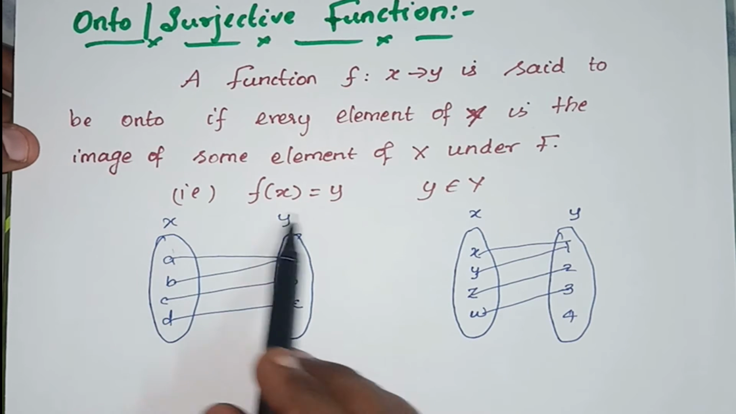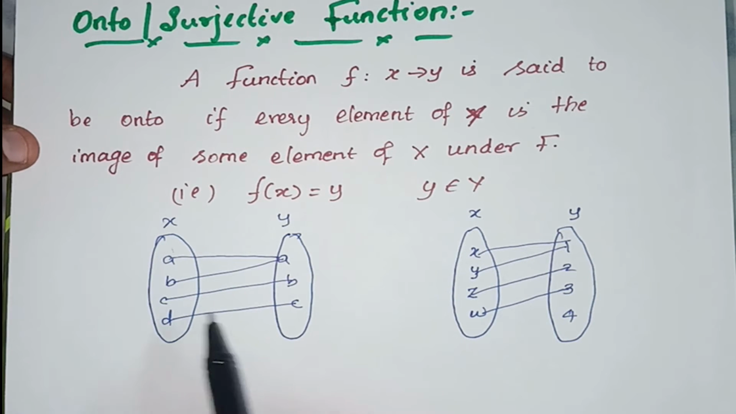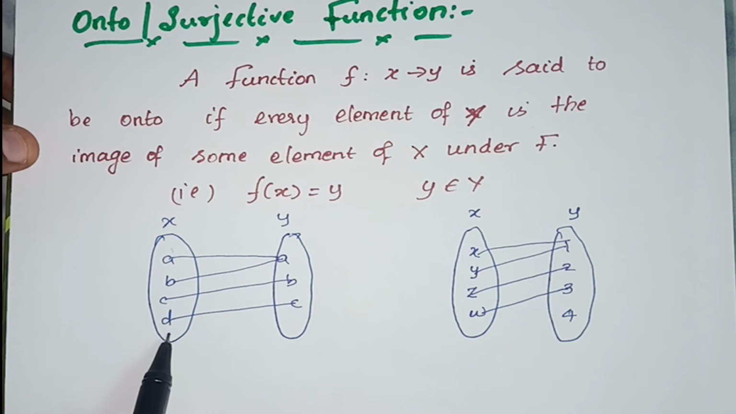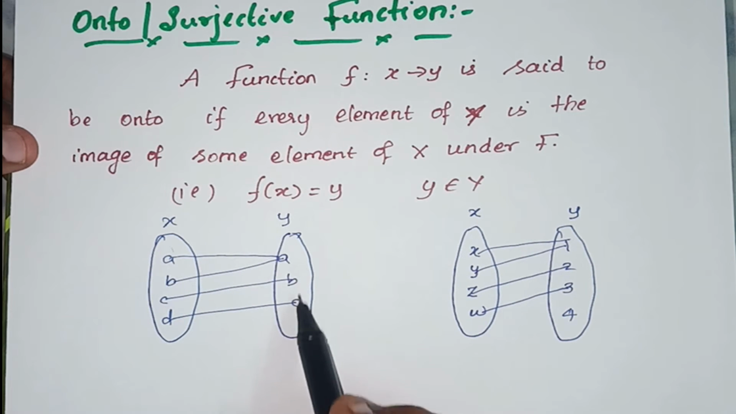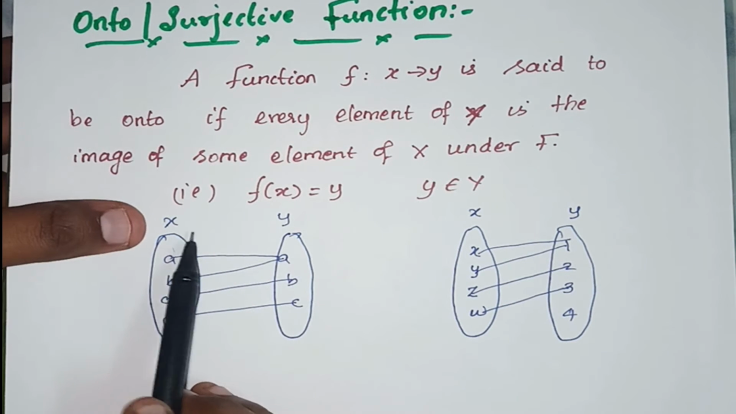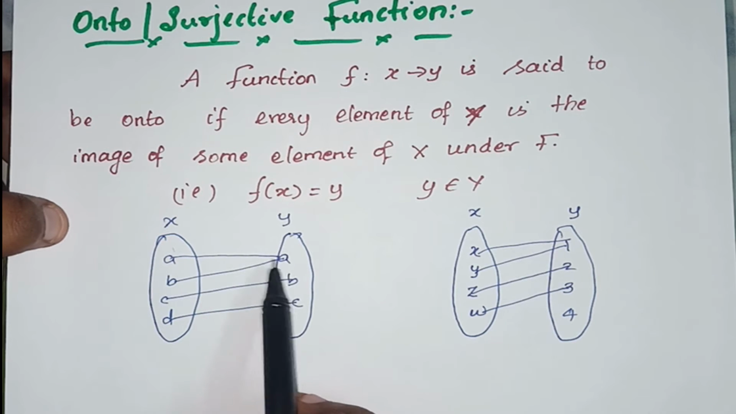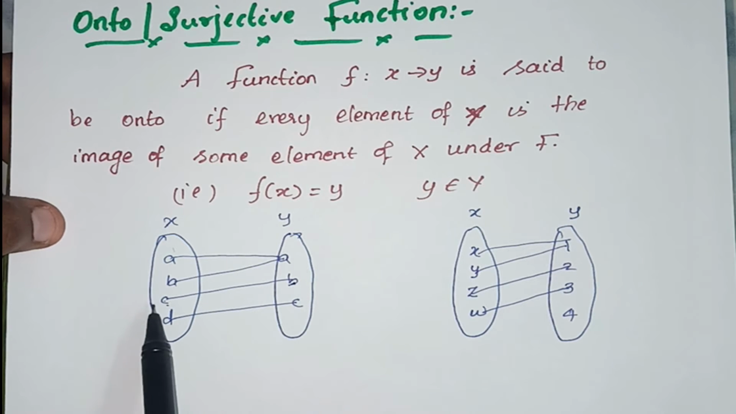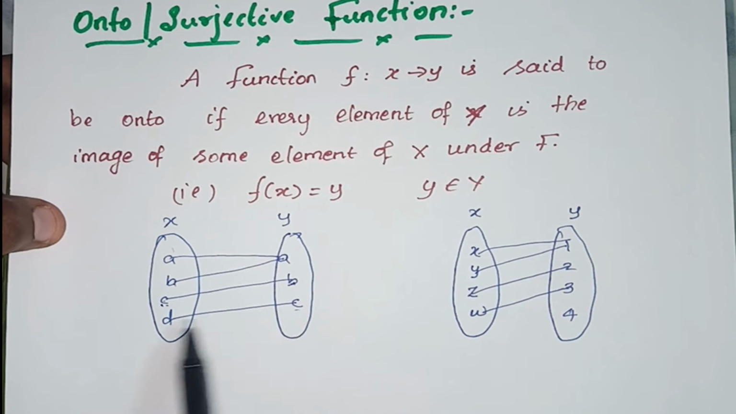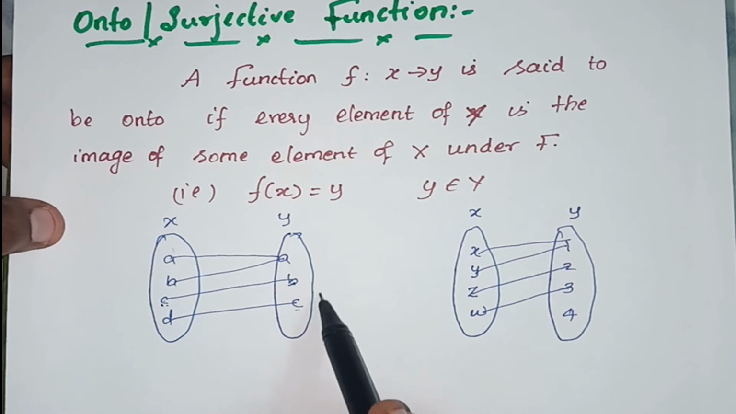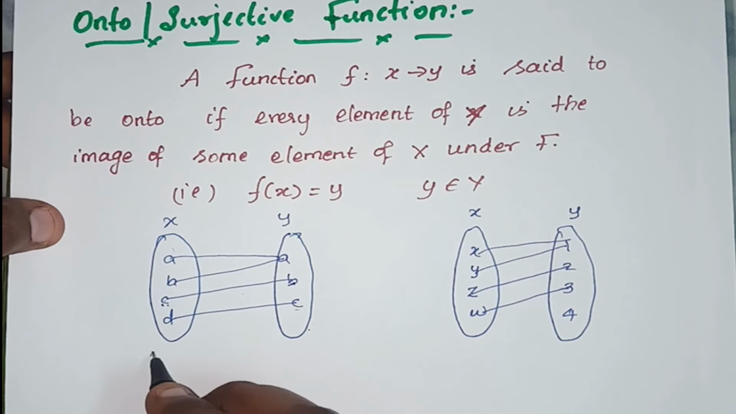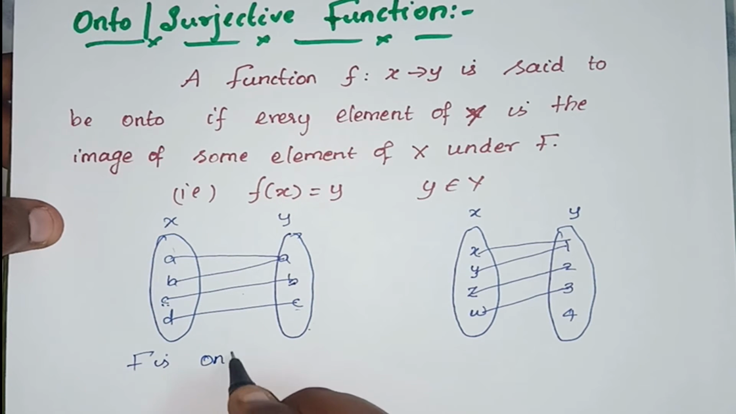For example, let us consider this function. So this X set consists of A, B, C and D. Y set consists of A, B and C. So here in these Y values, A is mapped with A and B. B is mapped with C. So B is the image of C. C is the image of D. So every element of Y is the image of some element. So this function is an onto function.